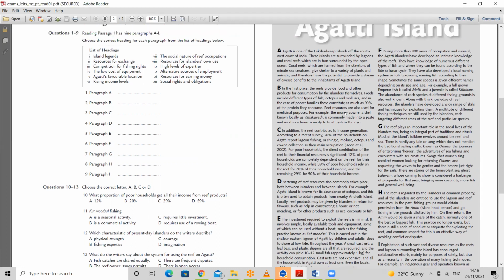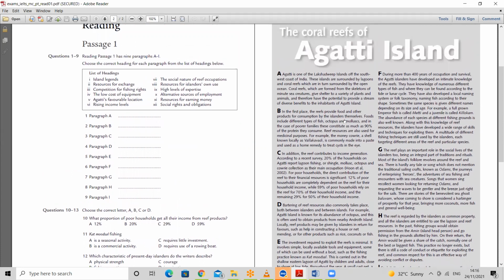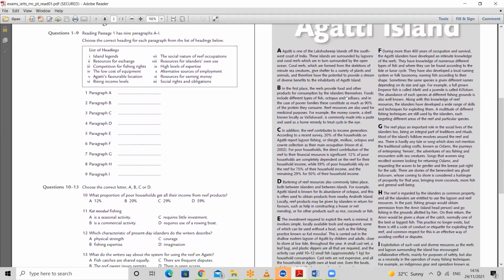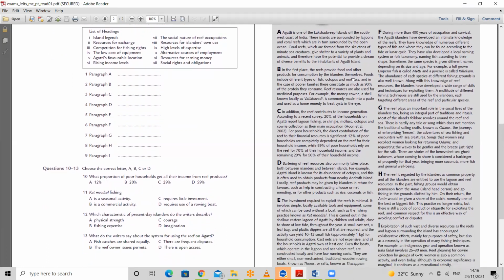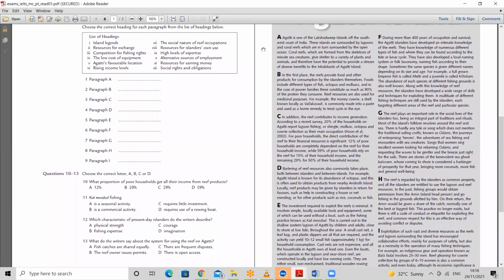Okay, and what I see is that this text is about a place called Agati, the coral reefs of Agati Island. So it's about an island, Agati Island, and it contains A, B, C, D, E, F, G, H, I: 1, 2, 3, 4, 5, 6, 7, 8, 9 paragraphs. If you look at the headings on the left, you can see there are more headings than the number of paragraphs. So maybe there are a few headings which are actually extra. Okay. Now you can get a quick review of the text like this.